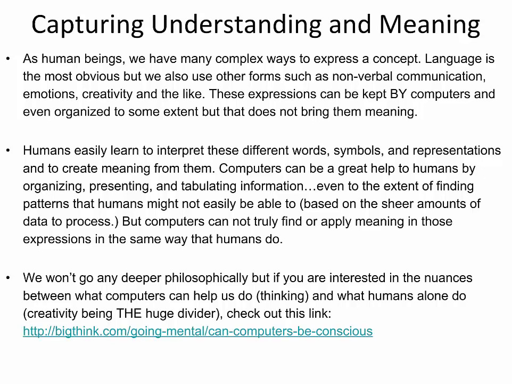Computers can be a great help to humans by organizing, presenting, and tabulating information, even to the extent of finding patterns that humans might not easily be able to, based on sheer amounts of data to process. But computers cannot truly find or apply meaning in those expressions in the same way that humans do. We won't go any deeper philosophically, but if you are interested in the nuances between what computers can help us do, thinking, and what humans alone do, creativity being the huge divider, check out the link provided on this slide.